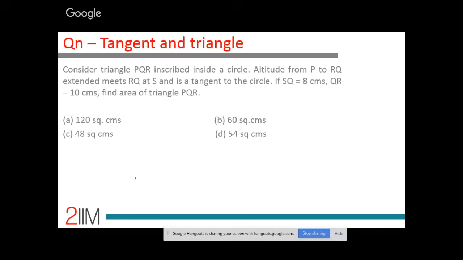Have a go at this. Tough question. Give it a go. Do all of you have the sheets?